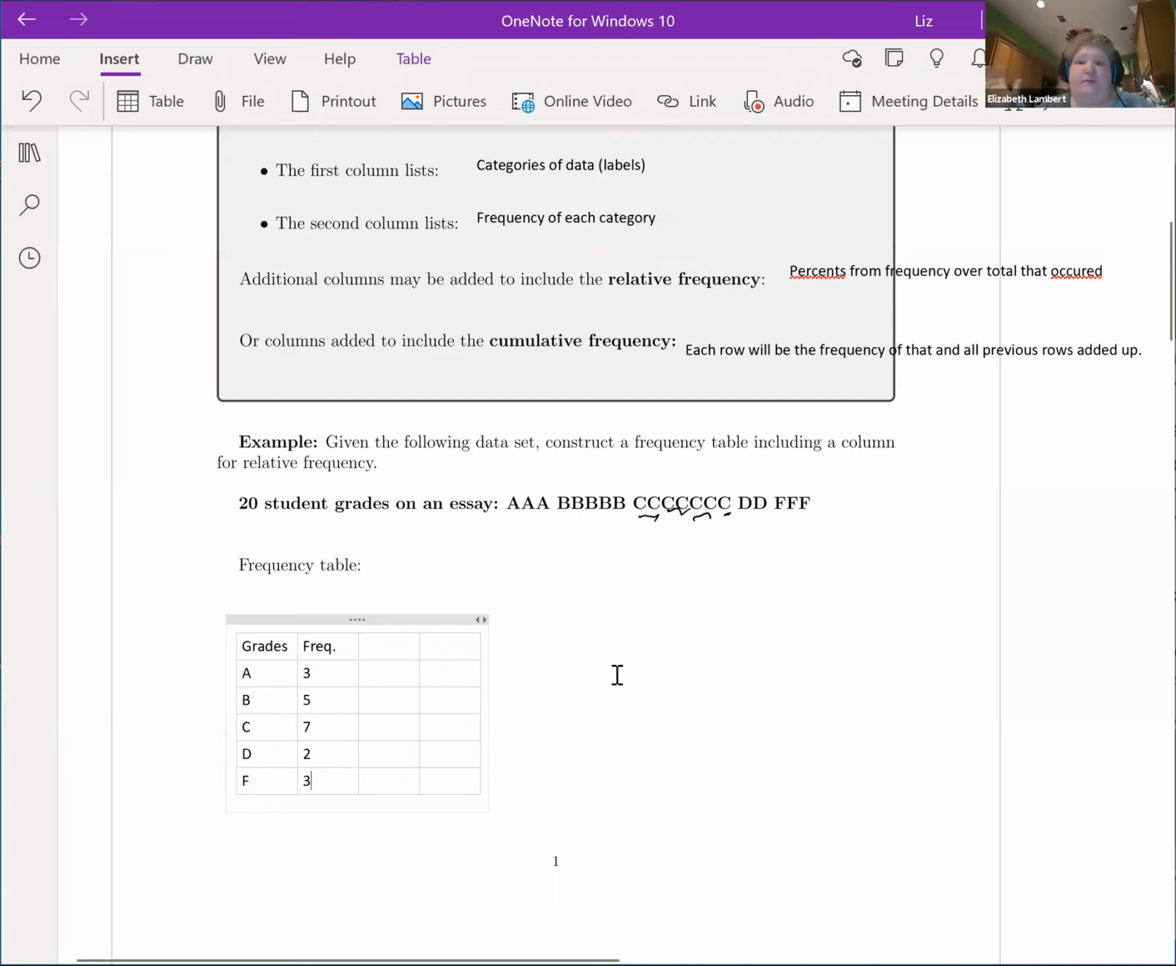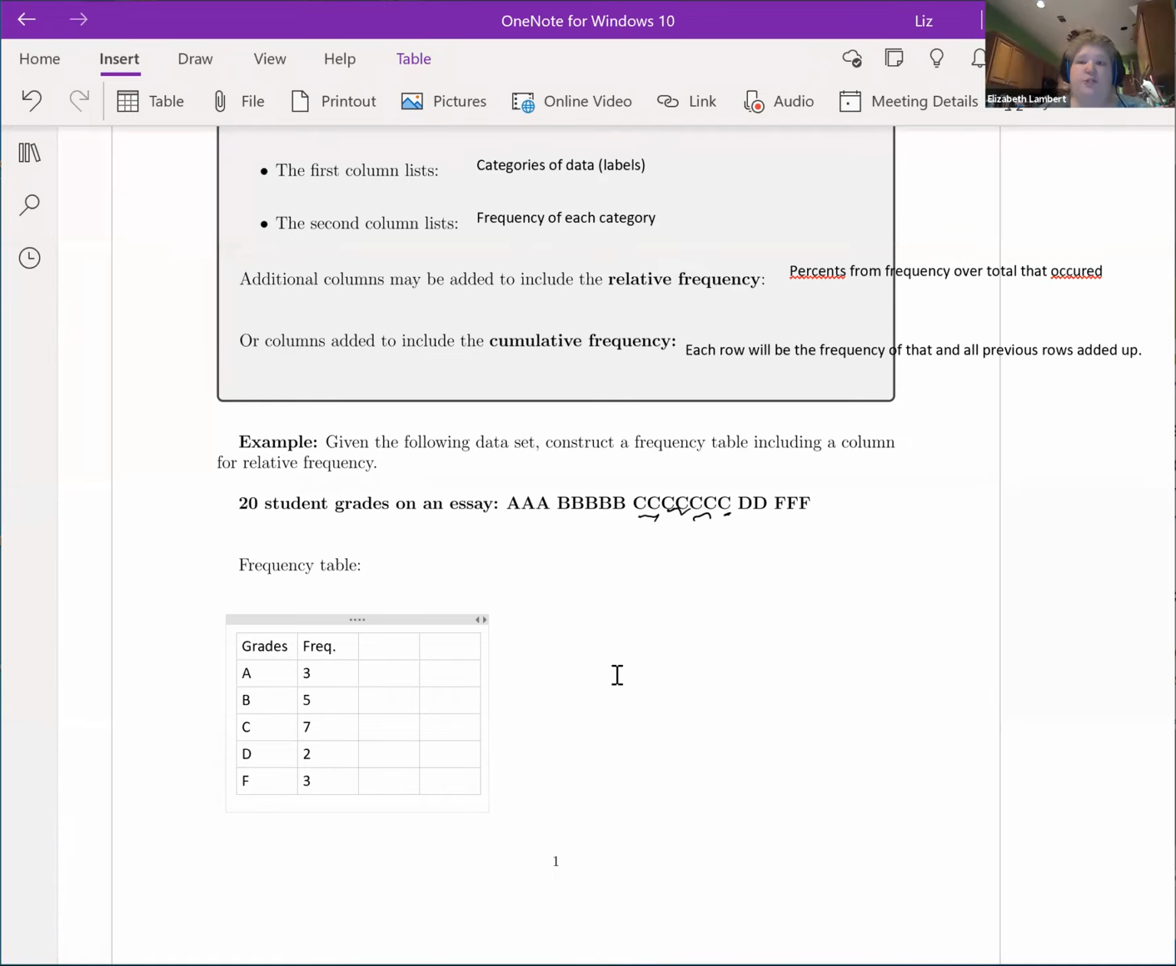And that's it to making a frequency table. You come up with your labels, you come up with the frequency of each one. This is actually enough to take over to Excel and get it to make a bar chart or a pie graph. Like it'll do it just from a frequency table.